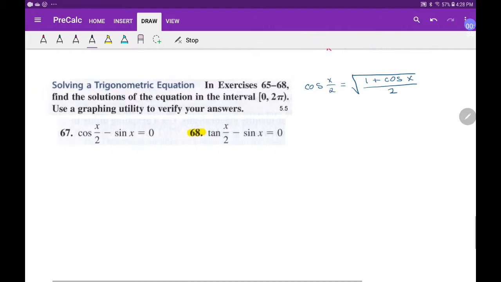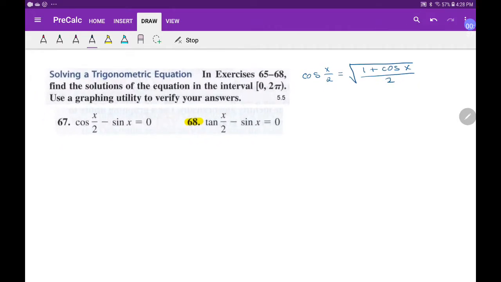And, okay, so I'm going to use that. And I'll write out your tangent one next to it when I'm done so you can see what to use. So let's see. I'm going to say 1 plus the same thing, cosine x over 2, instead of cosine x over 2. And I'm going to move the sine x to the other side, so I can say equals sine x, because I would like to square both sides.